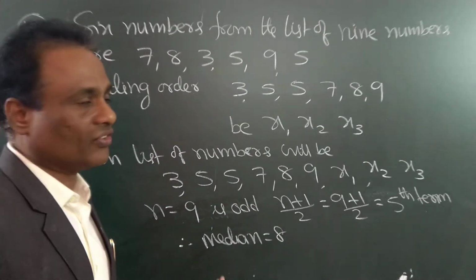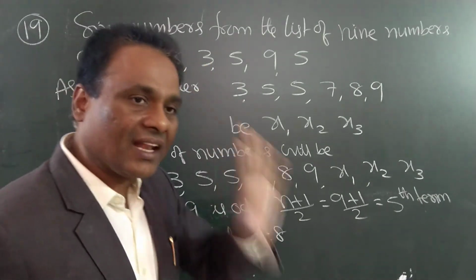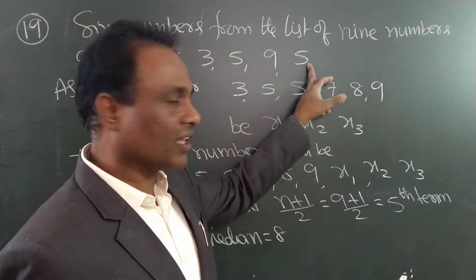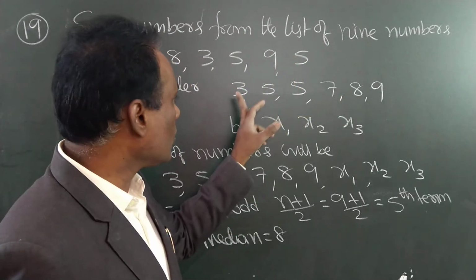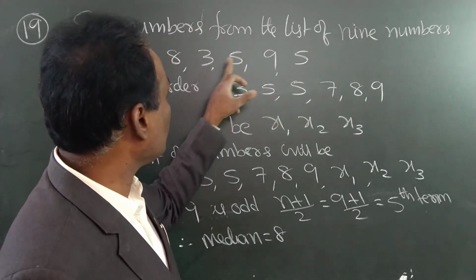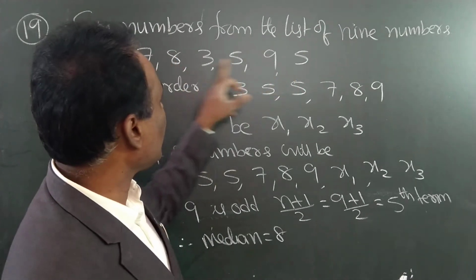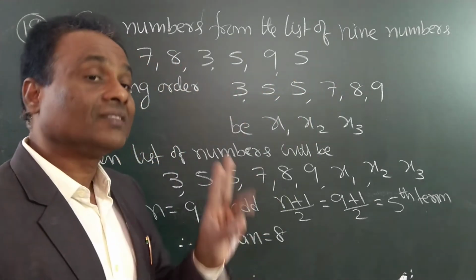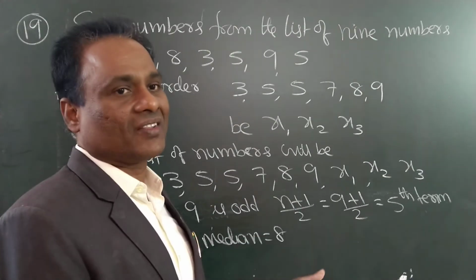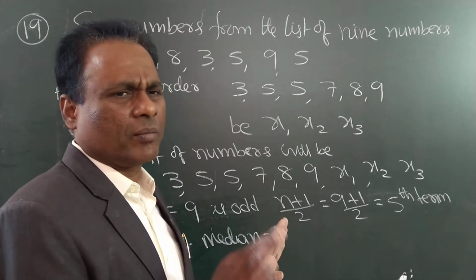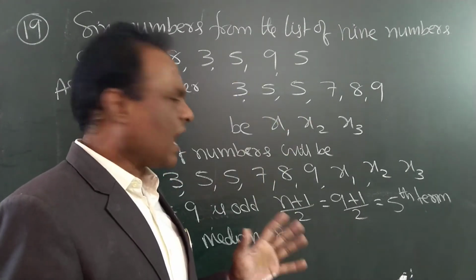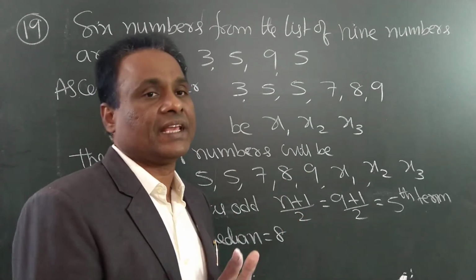So, this is the procedure. Actually, there are 9 numbers. Only 6 numbers are given. I wrote them in ascending order: 3, 5, 5, 7, 8, 9. There are 3 more numbers which are not given. We are not asked to find the 3 numbers, whatever they may be. The answer is, we have to get the maximum median.